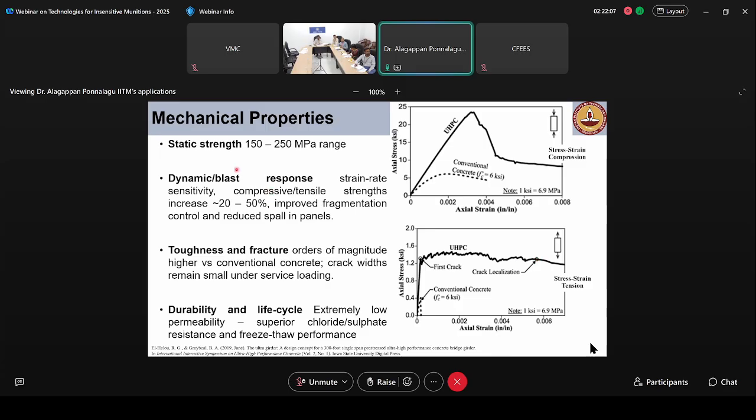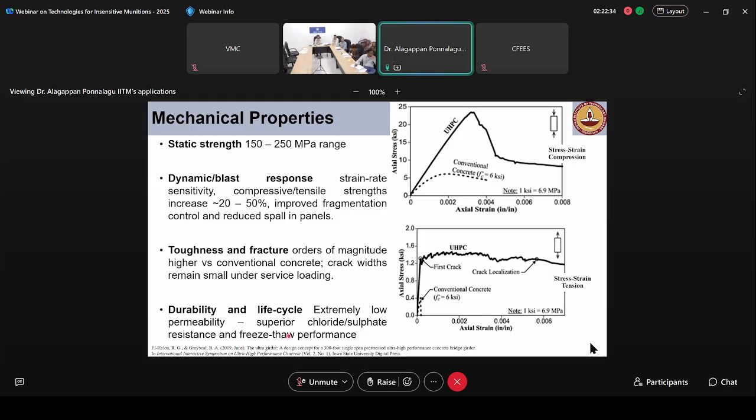So coming to the individual properties, we can see the static strength typically varies between 150 to 200, 250, which is the common range worldwide. And dynamic or blast response: it has a better high strain rate property. It has better compressive strength. And this increase in strength also helps us in having better fragmentation and penetration resistance when it comes to the tensile strength property. And toughness and fracture is also multifold higher compared to conventional concrete.